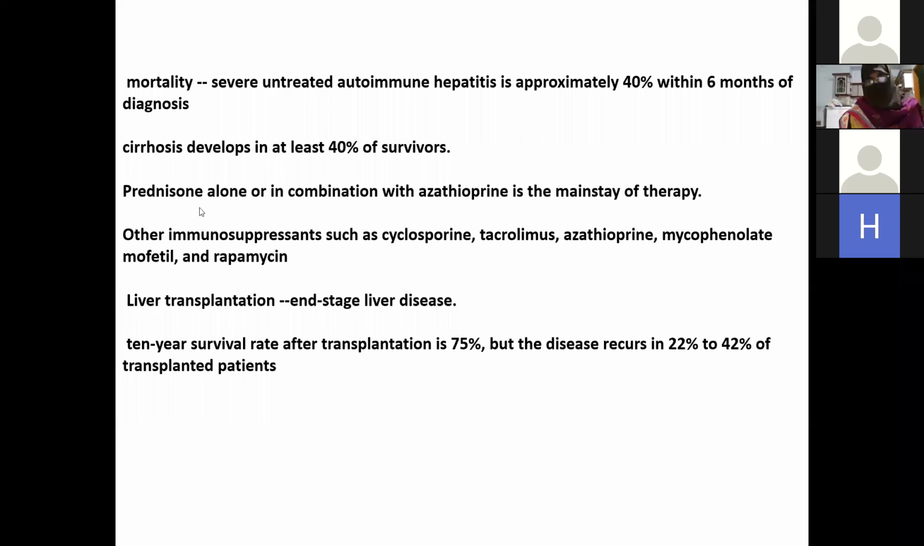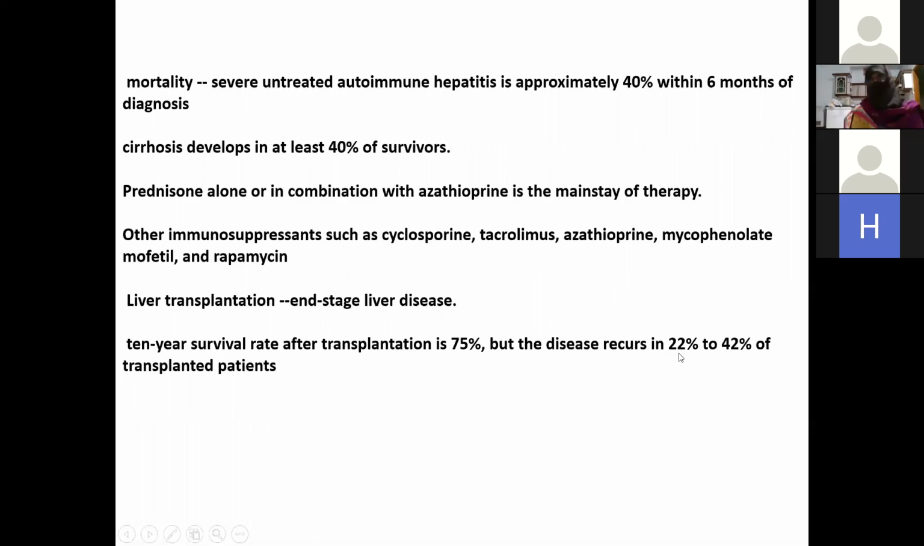Similarly, any autoimmune disease in the body is treated with immunosuppression. And what is used for immunosuppression? Prednisolone and azathioprine are used. This is common for any autoimmune disease. Immunosuppressives like cyclosporins etc. can also be used. Once end stage liver disease is developed, then the only treatment is liver transplantation. But even after transplantation, the disease can recur in 22 to 42%.